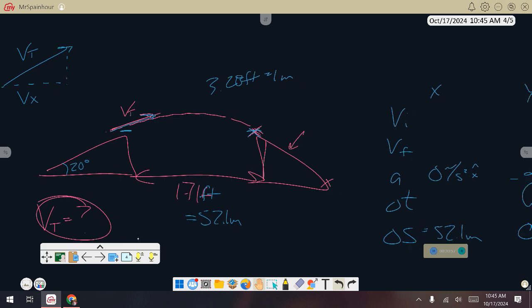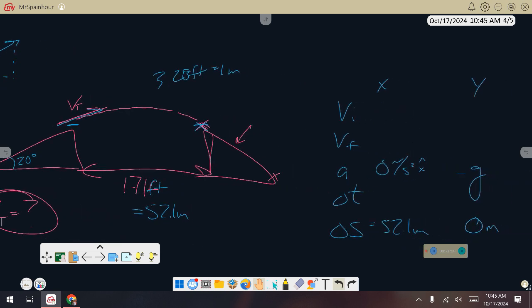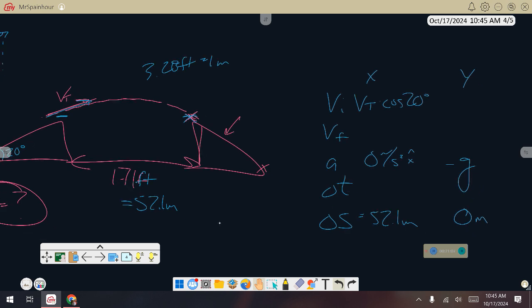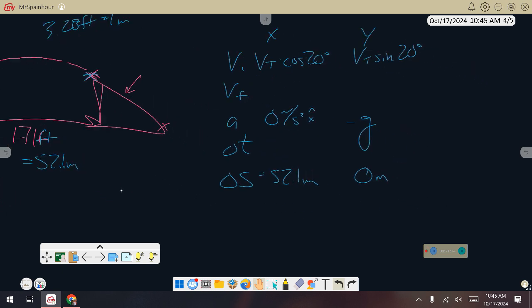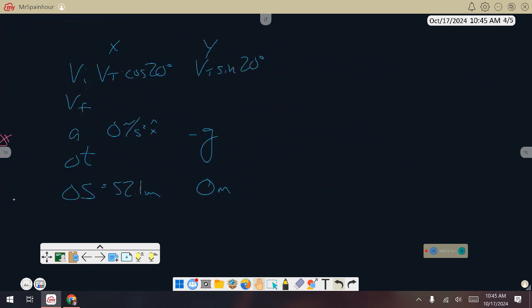So let's come over here. I'm going to say that Vix is Vt times the cosine of 20 degrees. And for the y, that would be the same thing with sine. And now we actually have all the information that we can possibly get here. But here's the issue. That's a variable, so do I actually know that number? No. I need 3 pieces over here on the y side. Do I have 3 pieces? Almost. But no.